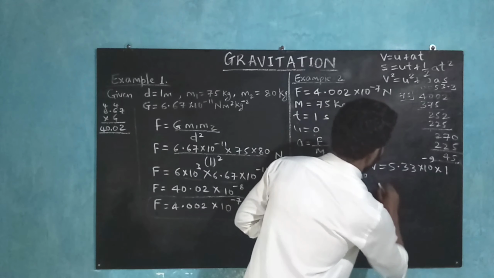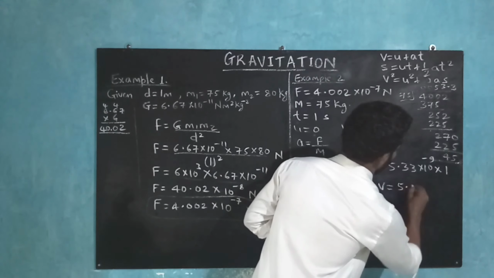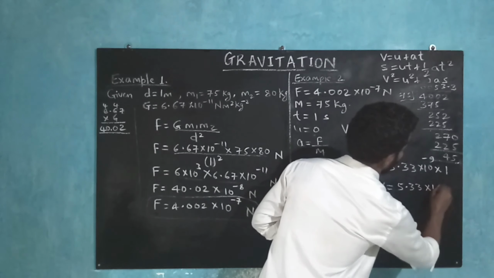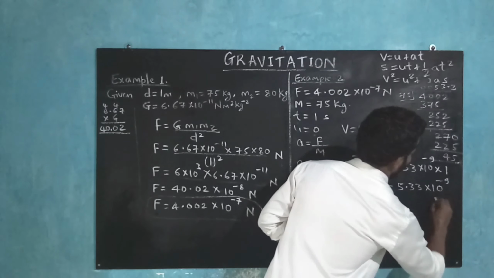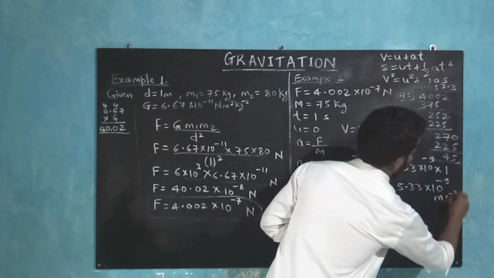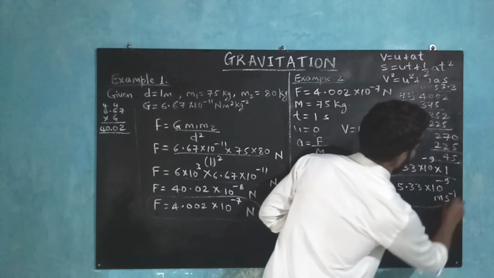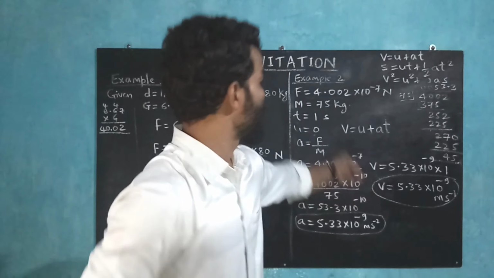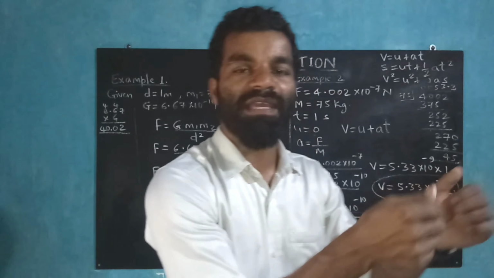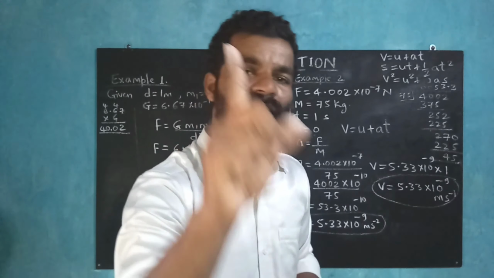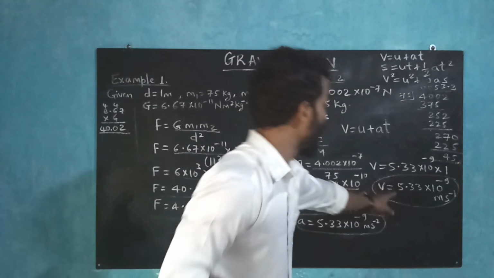So this is the velocity: 5.33 into 10 raised to minus 9 meter per second. This is the velocity of Mahendra when he is moving towards Virat in 1 second. So this is the answer for that question.